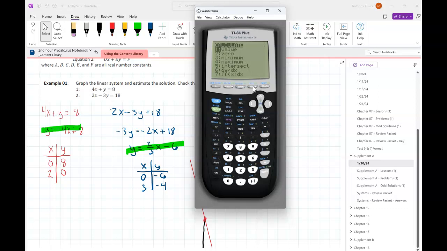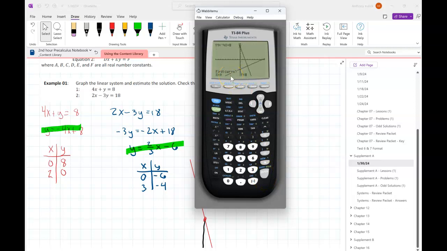All of these options in this calculate menu are things that are going to operate on the graph. Which of these commands sounds like the one that we want? Can anybody take a guess? Intersect. Yeah, so I'm going to go down to command 5 and pick the intersect command.